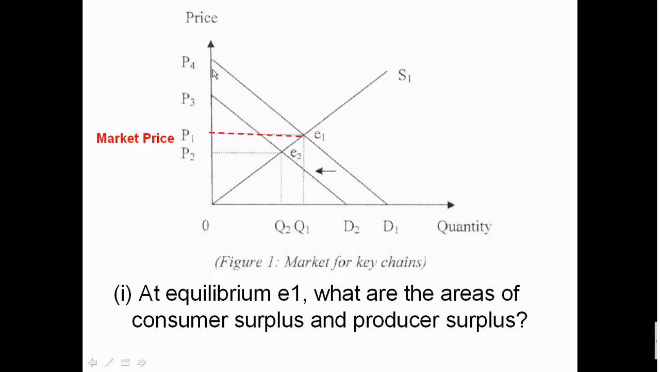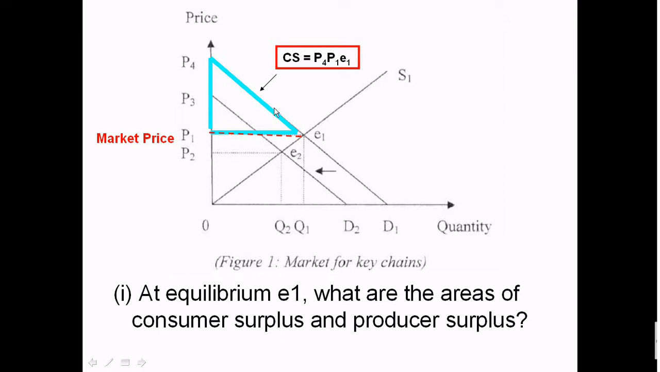So let's shade the area below the demand curve and above the market price. So this triangle here will be the consumer surplus. So when you answer the question, you have to mention that the area of the consumer surplus is P4, P1, E1.